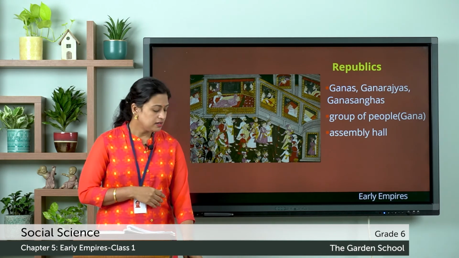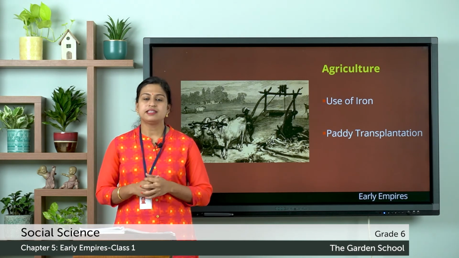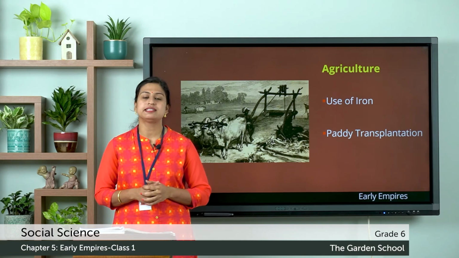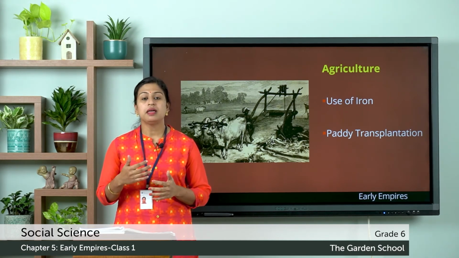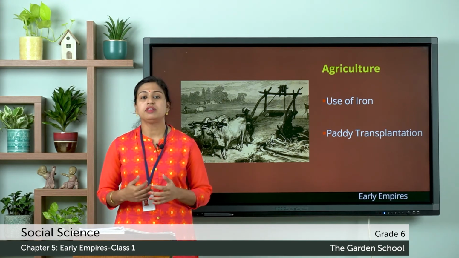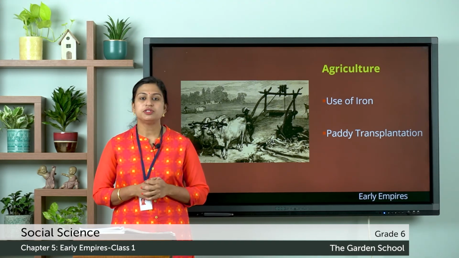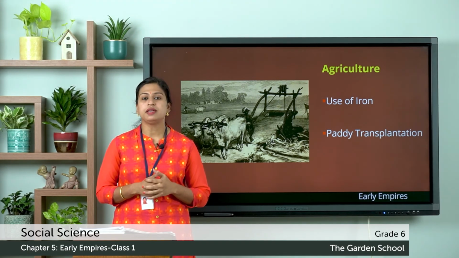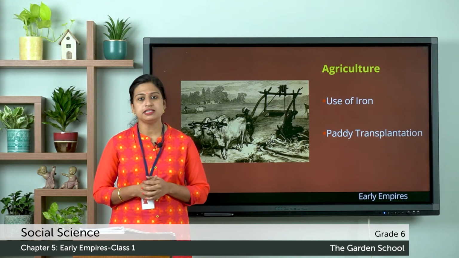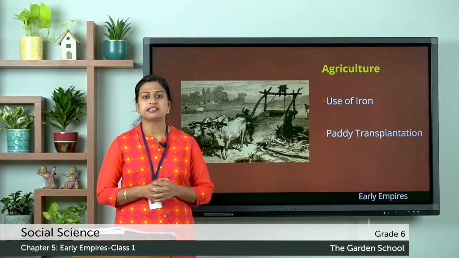Now let's discuss the agriculture during this period. As you all know, agriculture was the main occupation of the people during this period, and the farmers paid taxes, and these taxes were used for laying down the foundation of monarchical and republican government. So during this period, there was an increase in the production of grains by the use of two technologies, that is the use of iron and the technique of paddy transplantation.